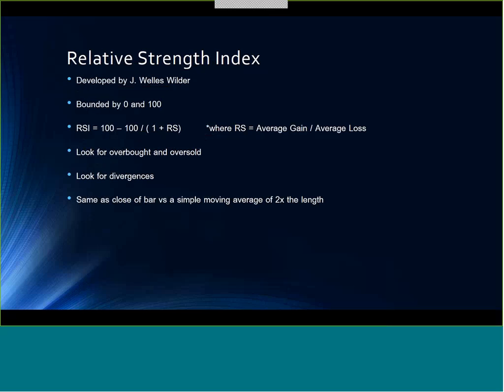All right, relative strength index, developed by Wells Wilder. I'm not going to go into how this thing's calculated. There's a ton of information on the internet if you want to go look for it. Basically, it's an oscillator that goes between 0 and 100.